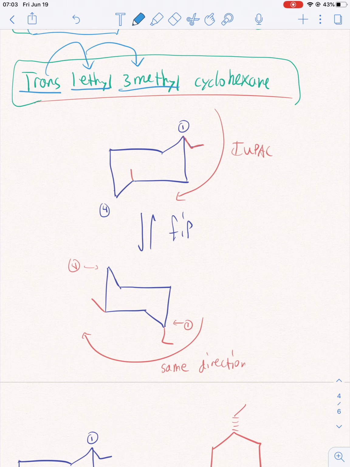I personally like to label the ends of my chair 1 and 4 because it makes it easier to flip it. Okay, so on 1, we have an ethyl. On 3, we have a methyl. It doesn't matter. It's trans.